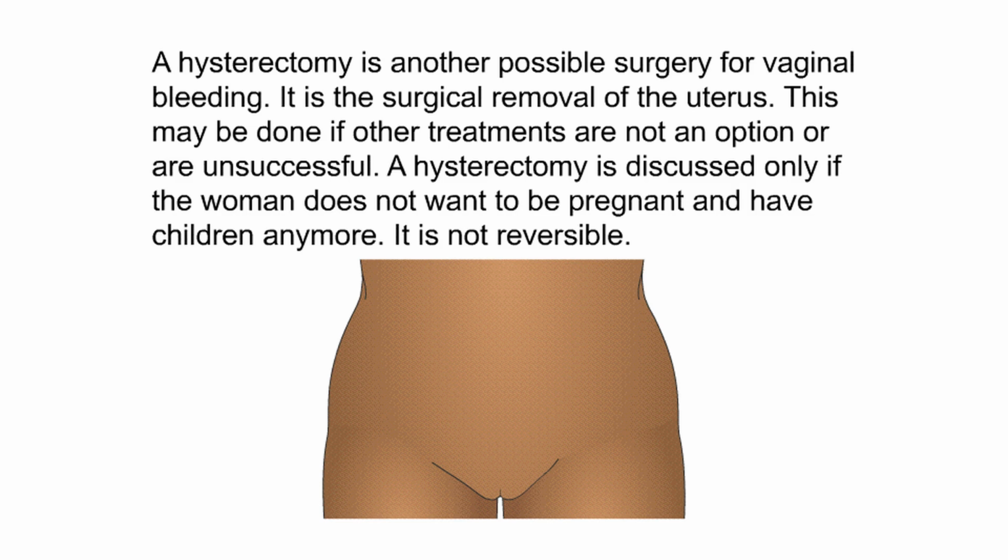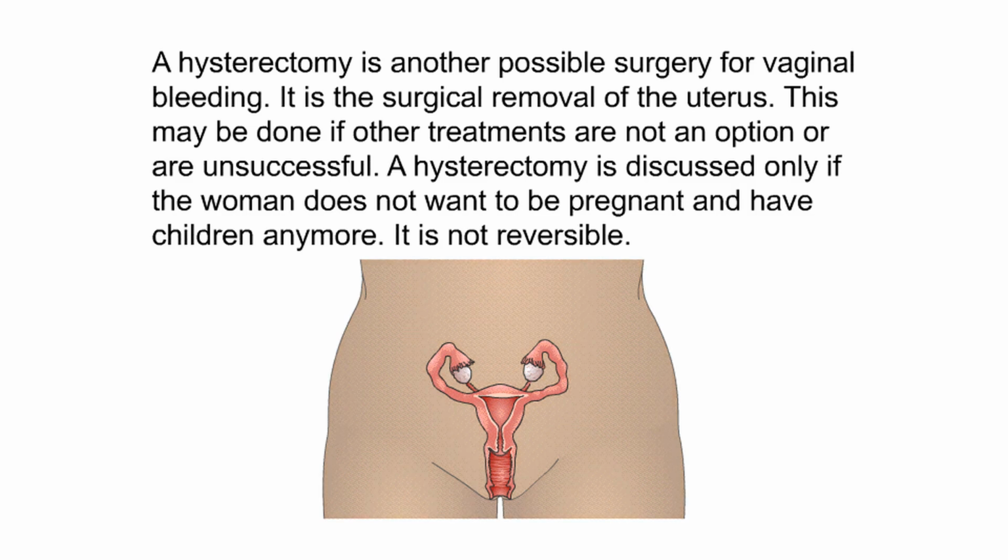A hysterectomy is another possible surgery for vaginal bleeding. It is the surgical removal of the uterus. This may be done if other treatments are not an option or are unsuccessful. A hysterectomy is discussed only if the woman does not want to be pregnant and have children anymore. It is not reversible.